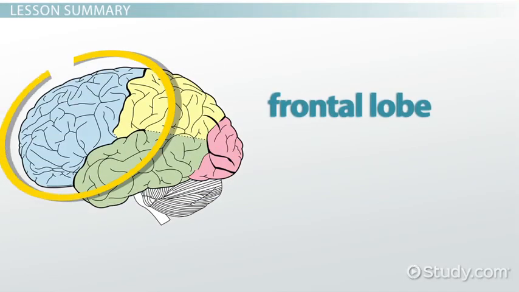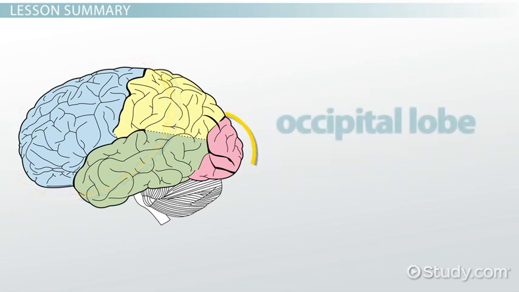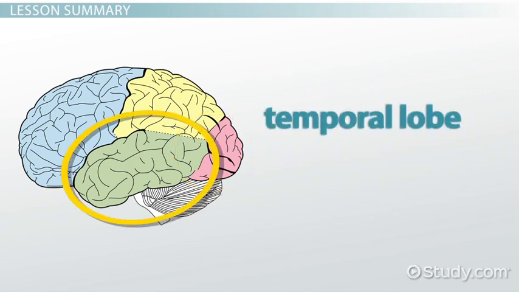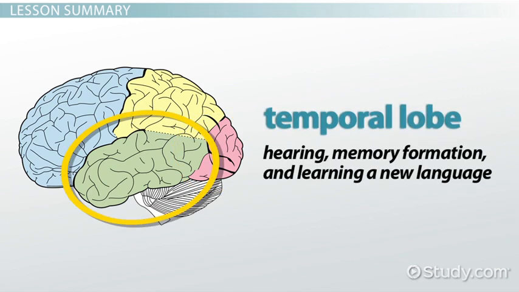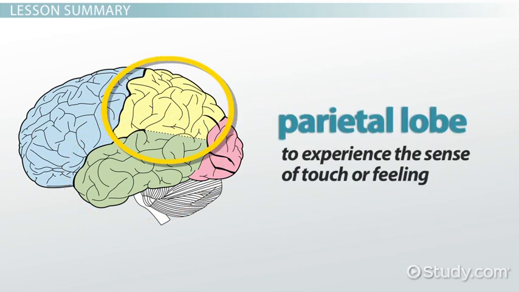The frontal lobe functions in solving problems, controlling body movements, sentence formation, and personality traits. The occipital lobe functions in processing visual images. The temporal lobe functions in hearing, memory formation, and learning a new language. Finally, the parietal lobe allows you to experience the sense of touch or feeling.